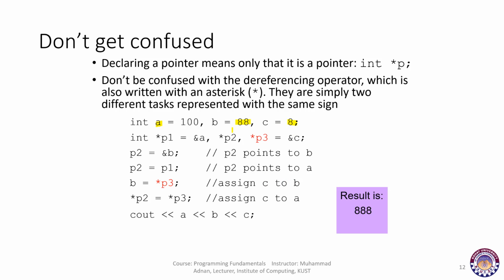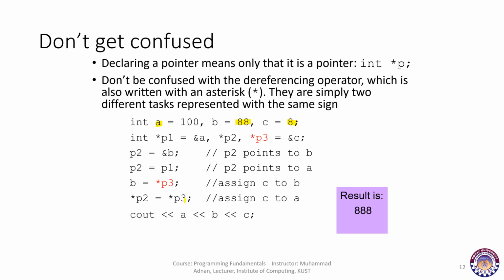So assign C to B, so B will now have the value of 8. And then if we say *P2, it means go to the address which P2 is holding. So P2 is holding the address of A, and at that location we are storing what? At A we are storing the value pointed to by P3.